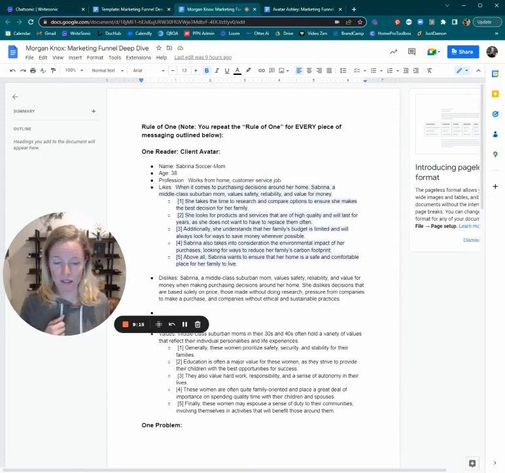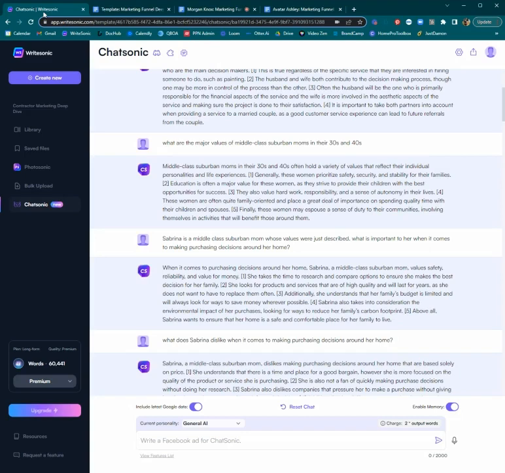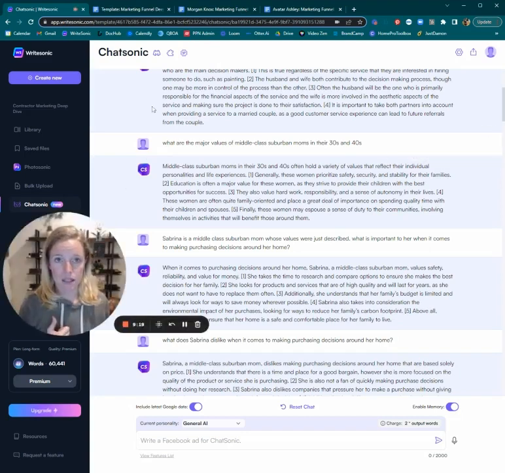Okay. So those are the three pieces of detail that I started with. So I came over here to my writing tool. And as you can see from my template, I have a series of things that I want to find out about Sabrina while I'm building this client avatar. I want to find out what she likes. I want to find out what she dislikes.